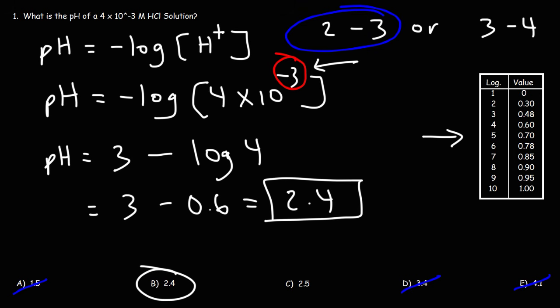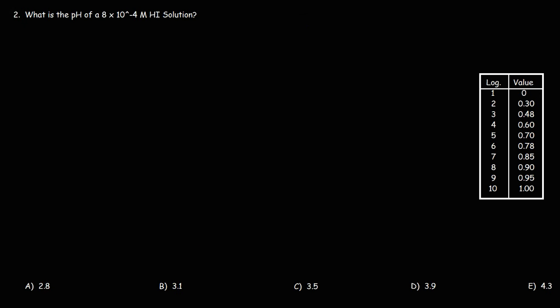Now we can confirm this with a calculator. If you type in negative log of 4 times 10 to the minus 3, the exact answer is 2.39794, which rounds to 2.4. So this is a good estimation of the answer. Now let's move on to the next problem, number 2. What is the pH of a 8 times 10 to the minus 4 molar hydroiodic acid solution? So go ahead and take a minute and work on this example using the method that we covered in the last problem.